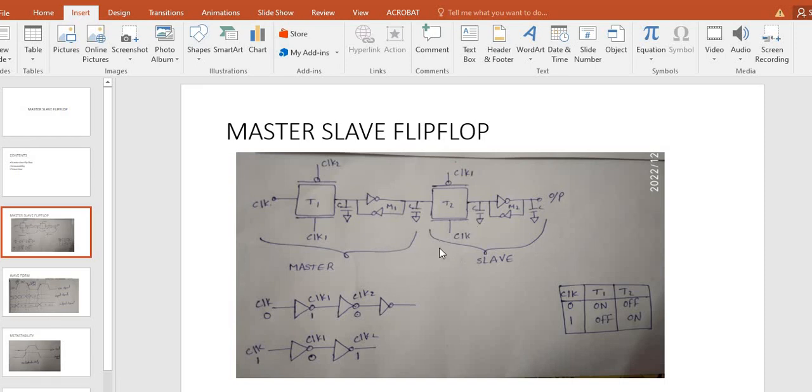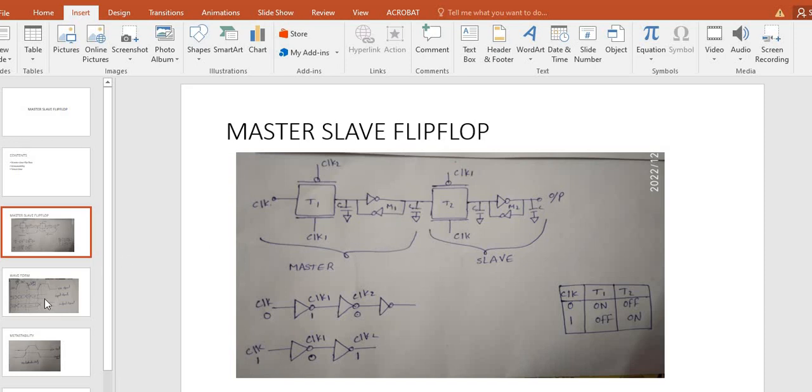Why? Clock means 0. 0 means the NMOS transistor is in the off condition. Clock 1 means the PMOS is in the off condition. Okay. While we are in high clock, the T1 pass transistor is in the off condition and the T2 pass transistor is in the on condition. This was the whole master and slave flip-flop.